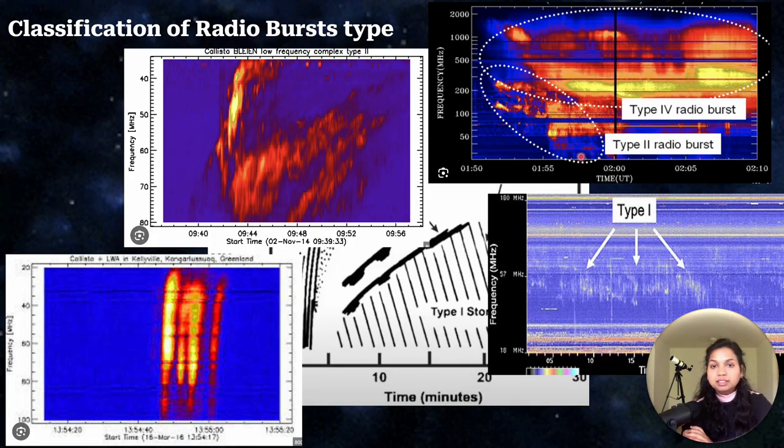At the third image, you can see the example of type 4 radio burst. Type 4 radio burst is associated with the high activity of the solar surface, and it gives you a very intense brightening at higher frequency ranges. At the bottom image at the right side, you can see the example of type 1 solar radio burst. Type 1 solar radio bursts are very fuzzy signatures which cover a wide range of frequency, and they can usually be observed during the high activity period of the sun.